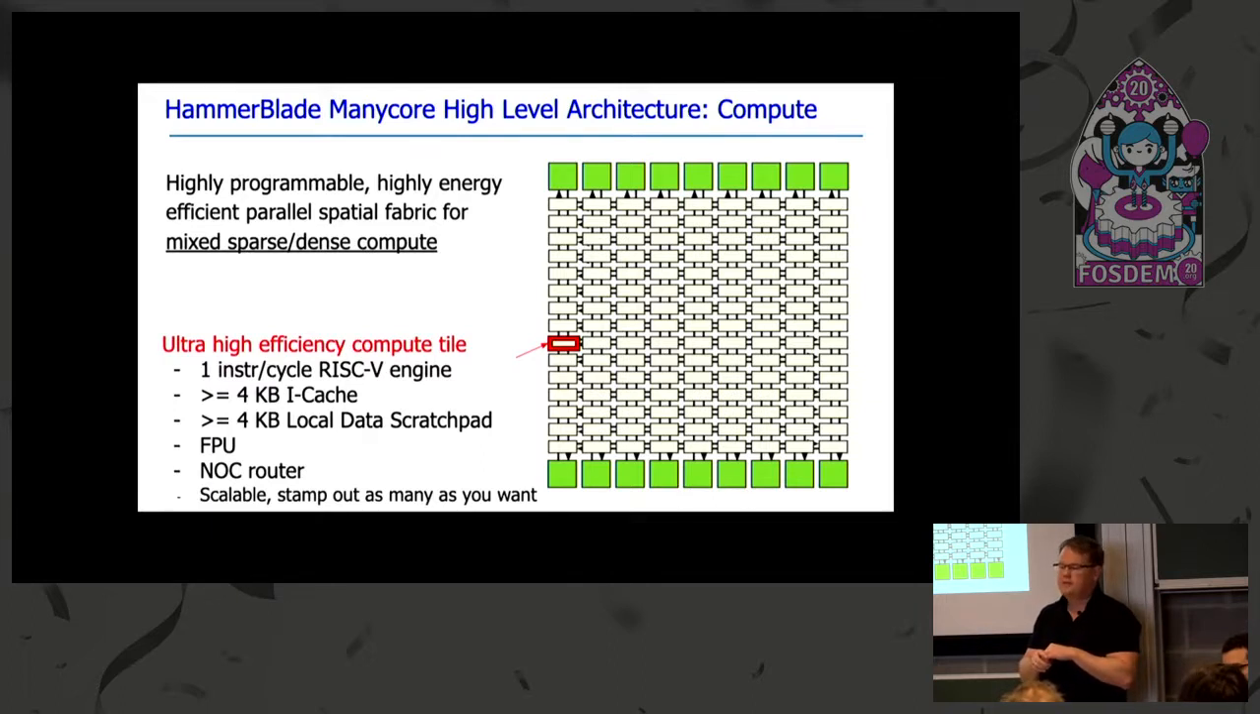It's a one instruction per cycle RISC-V engine. And then each tile has an instruction cache and a local data scratch pad. And you can adjust the size of this, but generally you want it to be small, because the smaller it is, the more cores you can fit on the chip, right? So there's a trade-off there, and we'll show you how the architecture actually allows you to flexibly change that trade-off. Each core also has an FPU and then a little router to talk to the other cores. And then it's very scalable. You just stamp out as many cores as you want. If you have a silicon area, you just stamp them out until you fill up the area.